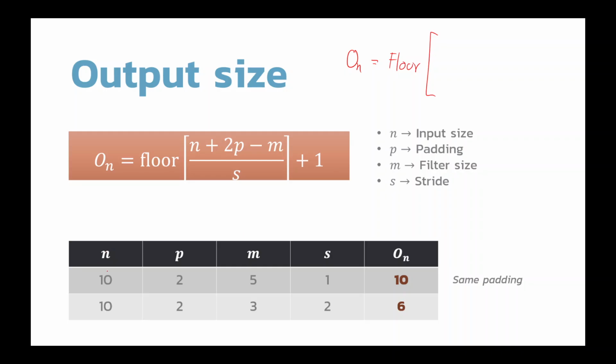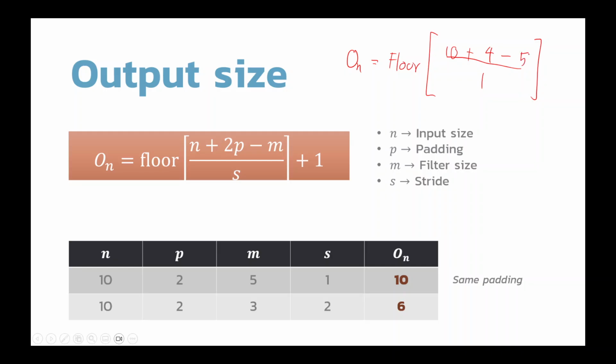So n equals 10, so that means my x has 10 blocks, so 10 right here. Plus 2p, where p is the padding, so 2 times 2 is 4. Subtracted by m, which is the size of my kernel, w. And divided by the stride. So that's going to be equal, m equals 5.